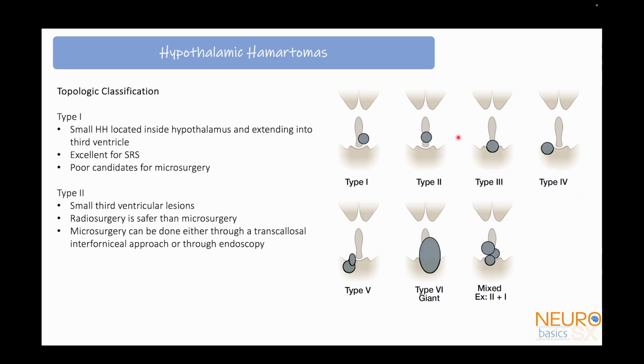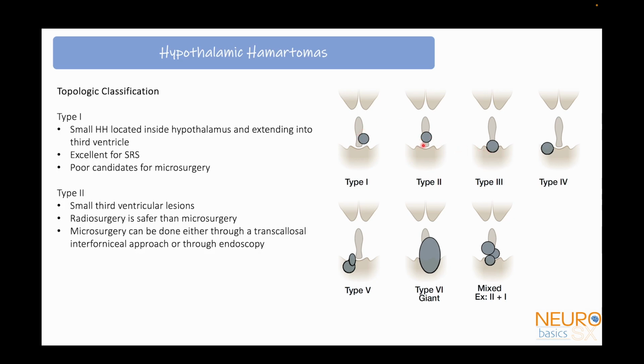So there are different types of hypothalamic hamartomas, and they are classified according to the structures that they involve. Type 1 is a small hypothalamic hamartoma located inside the hypothalamus, and it is extending into the third ventricle. So you can imagine the surgical risk associated with this. They are usually poor candidates for microsurgery, and radiosurgery is preferred here.